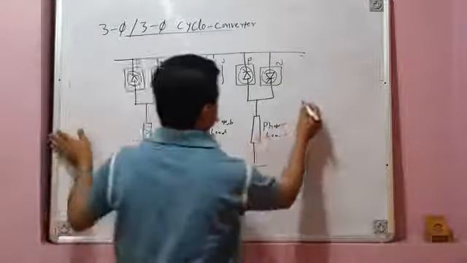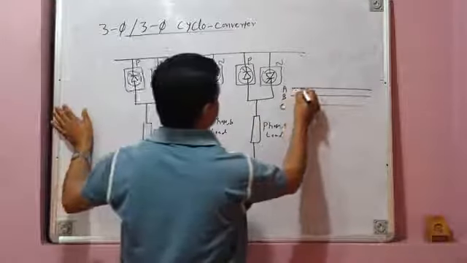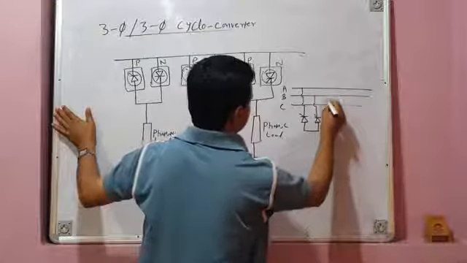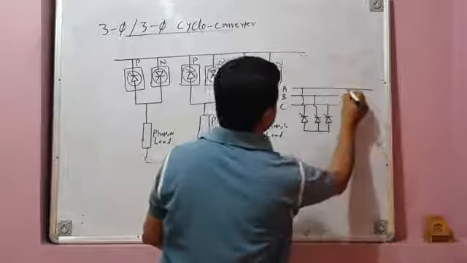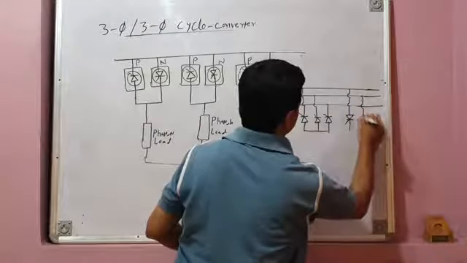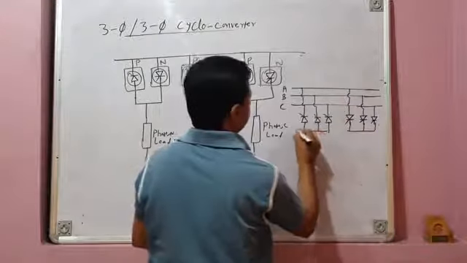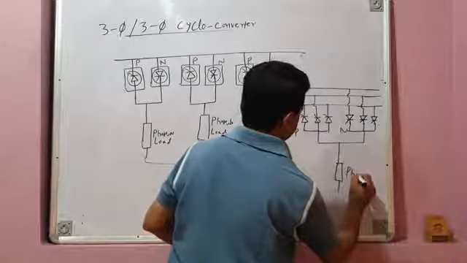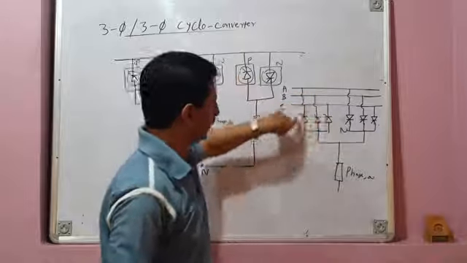If you take one converter, I mean this one converter will be like this. You have A, B, C. If you take this converter, the connection is like this. And then you have N converter. N converter is like this. So this is P converter, this is N converter, and then they are connected like this, and this is the load. Say for example phase A load. And then similarly you have this for phase B, and then you have this for phase A, I mean the complete diagram.